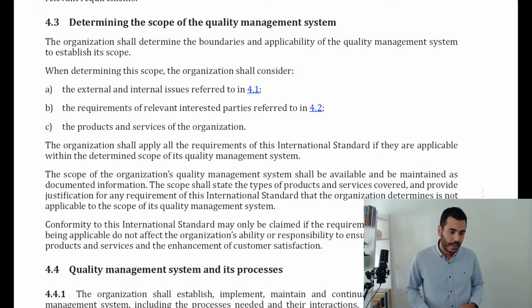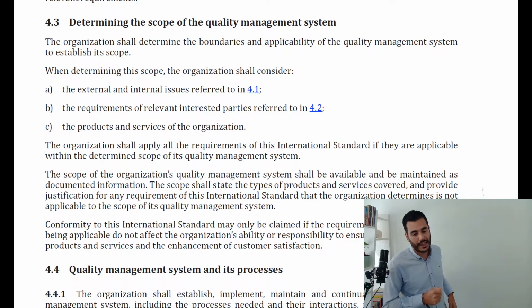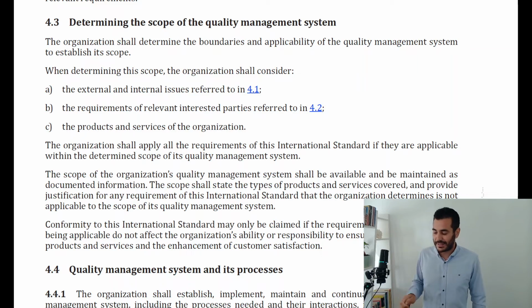For example, provision of accountancy services or plastic injection molding for the automotive industry, or it might be supply and delivery of medical devices. So as you can see, it will be a few words that encapsulate everything that you do as an organization. And the standard, when it comes to clause 4.3, states that the organization shall determine the boundaries and applicability of the quality management system to establish its scope.